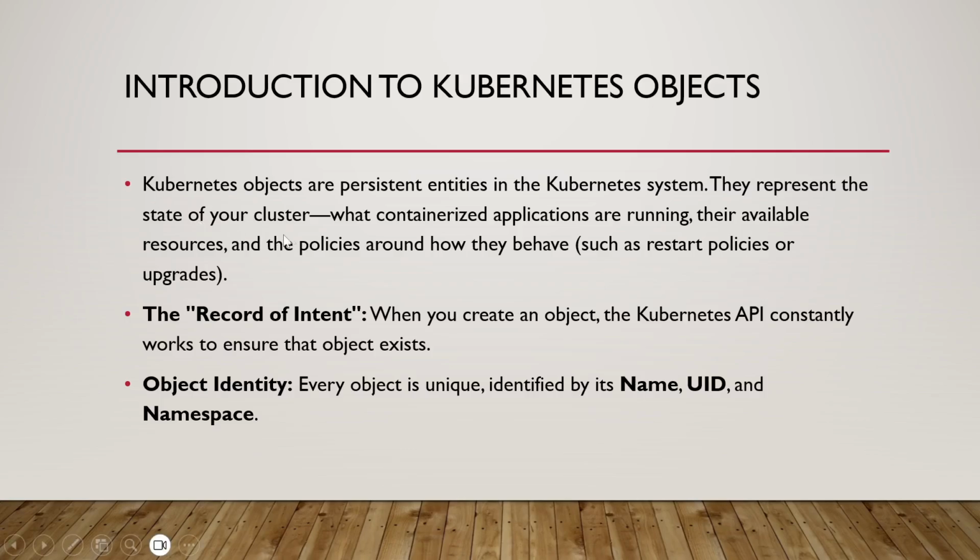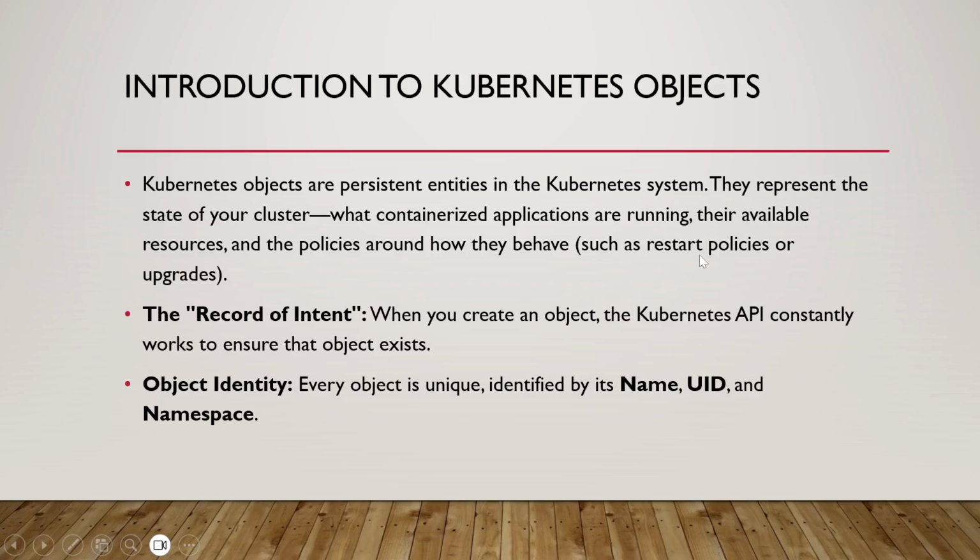So basically Kubernetes objects are persistent entities in the Kubernetes system that represent the state of our cluster. Okay, like what containerized applications are running, what are the available resources for them, and what are the policies around them, like they define the behavior of that. Okay, like restart policies or upgrade policies.